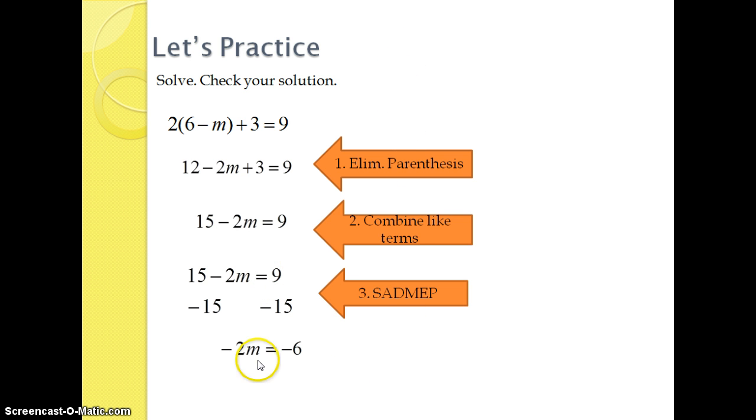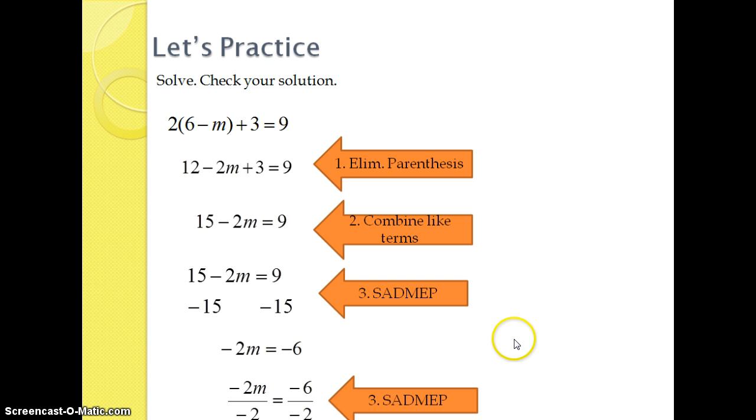I still need to solve for my variable. So I'm going to look at SADMEP. Negative 2 times m. To get the m by itself, I need to remove the multiplication, so I need to divide by negative 2 on both sides. Negative 2 divided by negative 2 is just m. Negative 6 divided by negative 2 is a positive 3. Check your solution to make sure it makes sense.